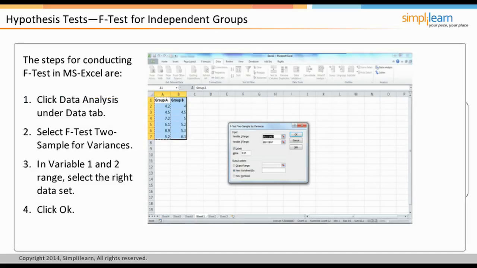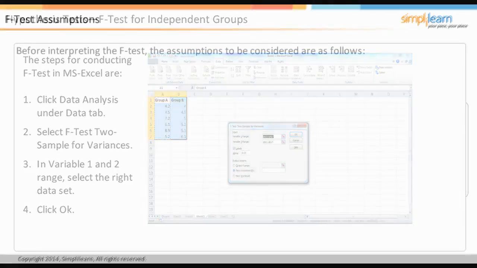The F-test is conducted in MS Excel through the following steps. Open MS Excel, click Data, click Data Analysis. Please follow the facilitator instruction on how to install add-ins. Select F-test two-sample for variances. In Variable 1 range, select the dataset for Group A and select the dataset for Group B in Variable 2 range. Click OK. The screenshot of the F-test window is also shown here.